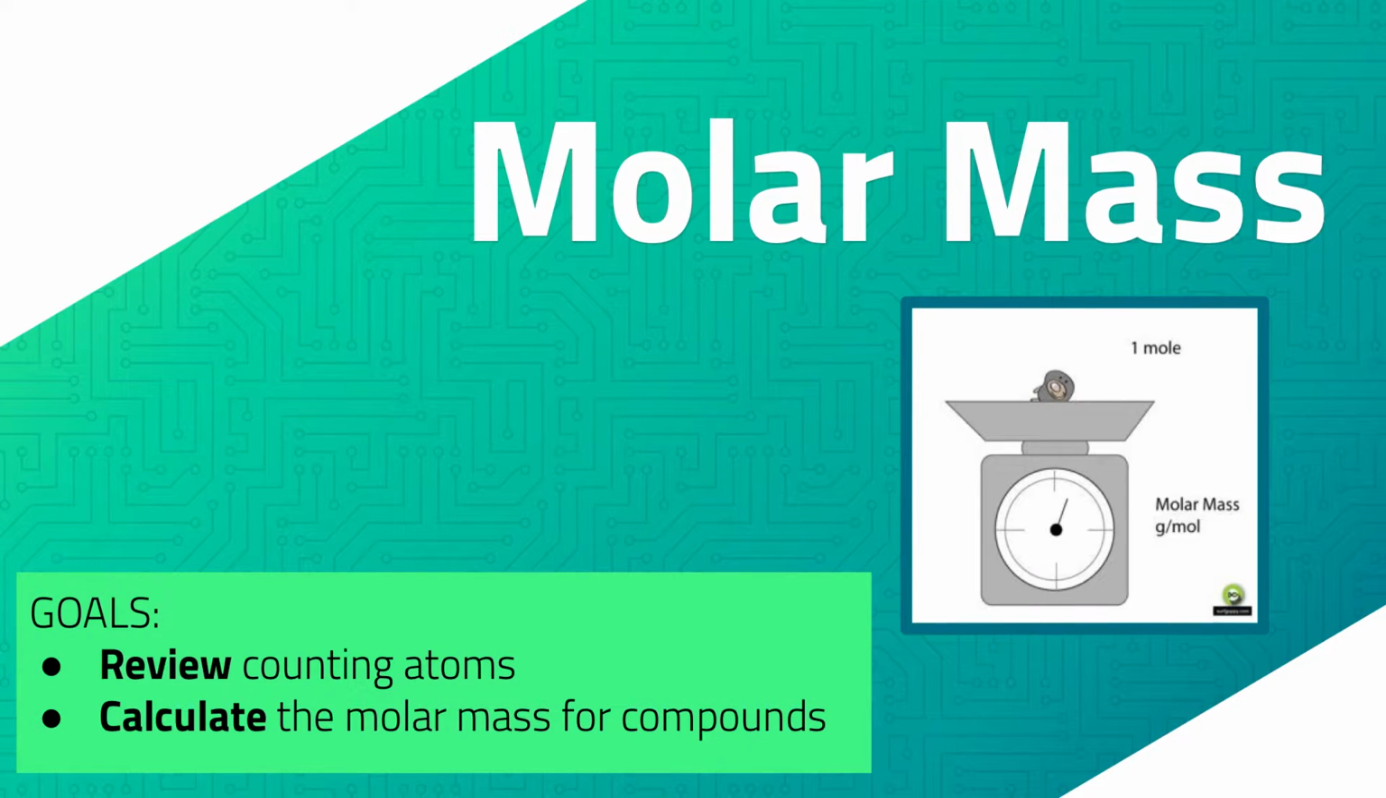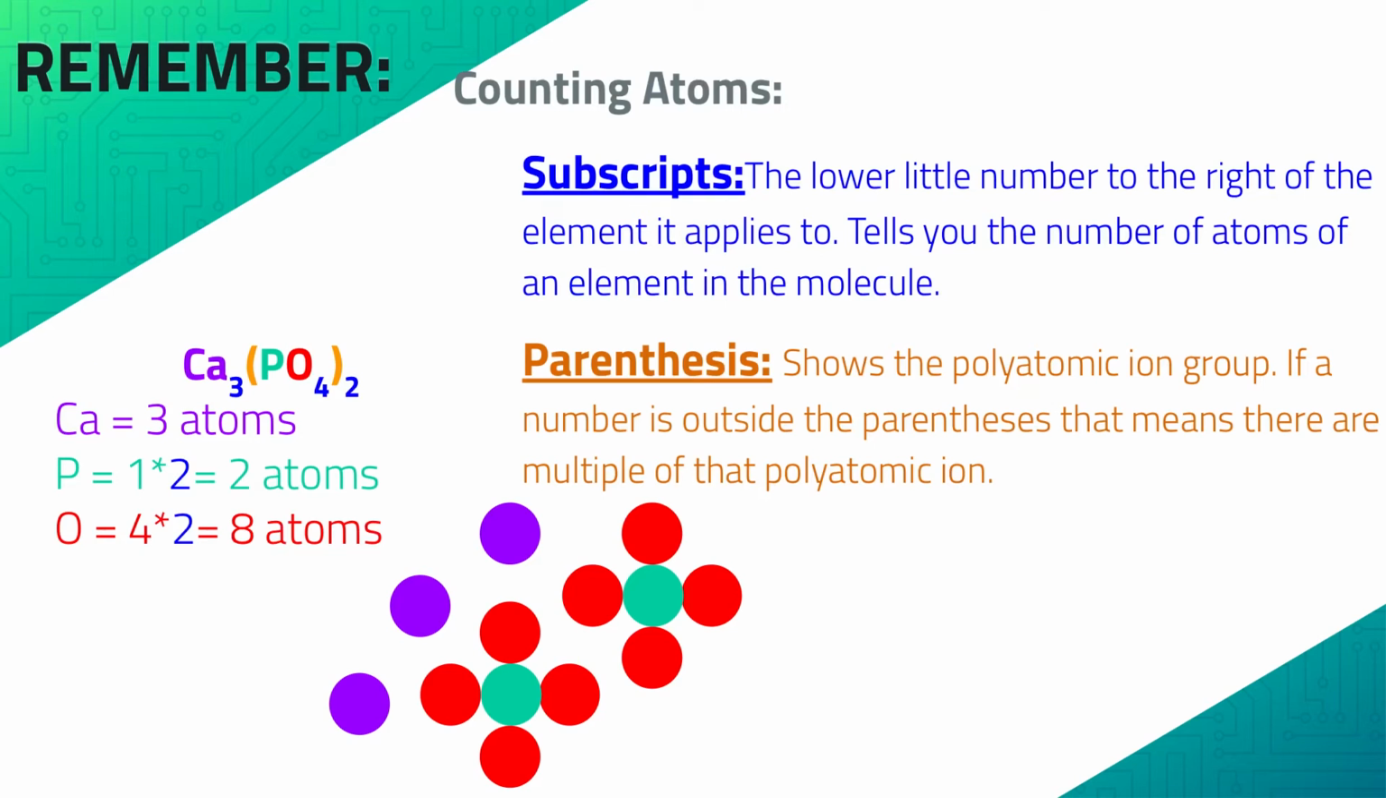The goals of this lesson are to review counting atoms and to calculate the molar mass for compounds. If you remember, counting atoms, the subscripts, the lower little number to the right of the element it applies to, tells you the number of atoms of that element in the molecule. So 3, 4, and 2.